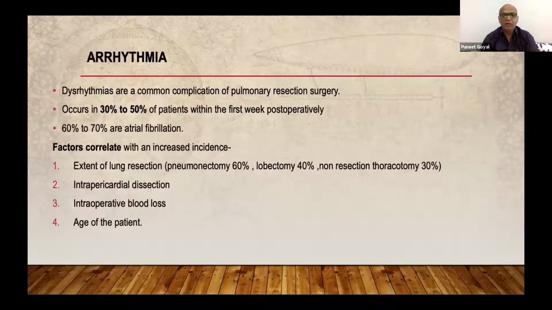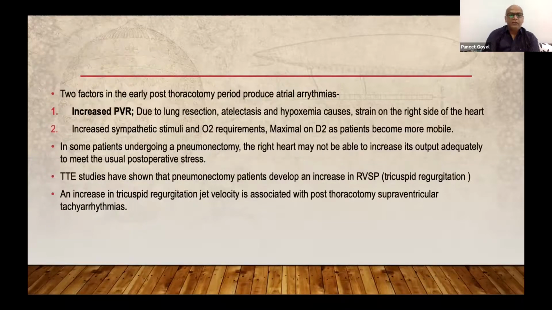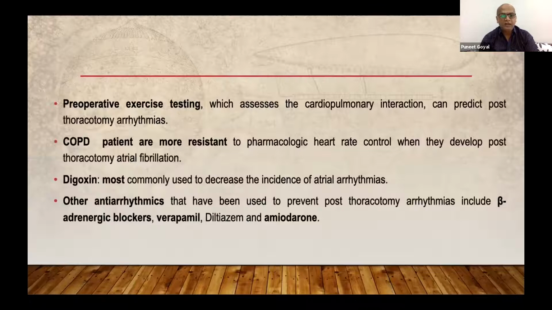Arrhythmias are also common with pulmonary resection surgeries. They occur in 30 to 50% of the patients, especially in the first week postoperatively. The incidence of atrial fibrillation is the highest, and they correlate with the extent of lung resection and intraoperative blood loss. These patients can be treated preoperatively with various drugs like digoxin and other atrial antiarrhythmics like beta blockers, verapamil, diltiazem, or amiodarone.